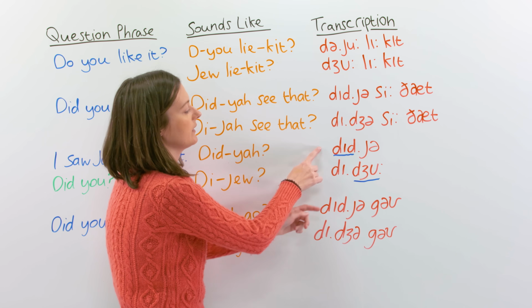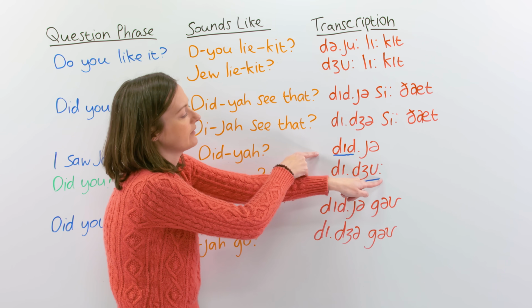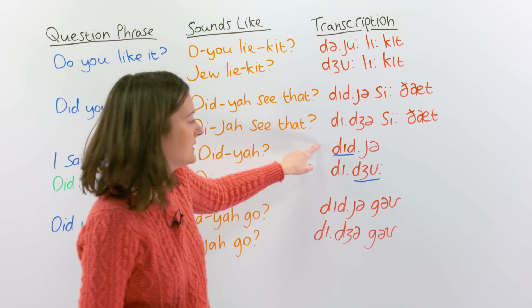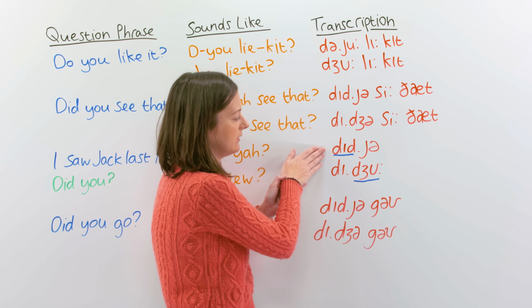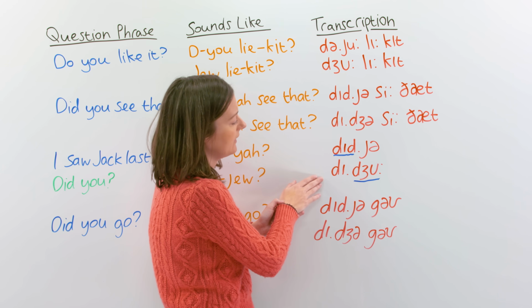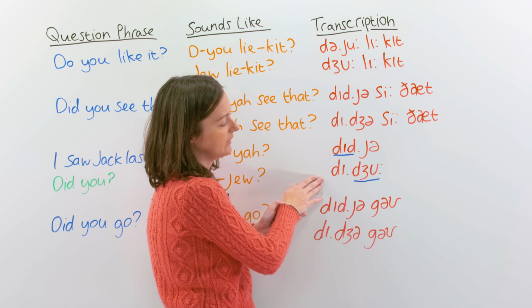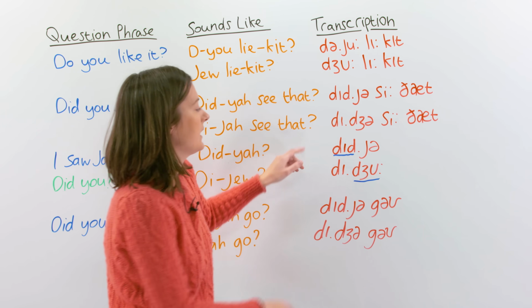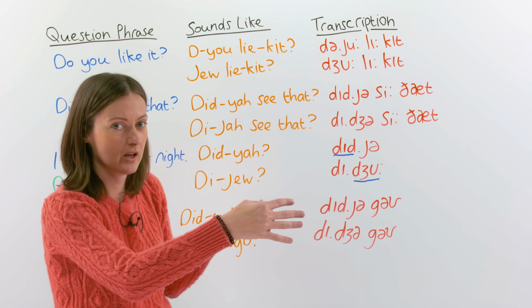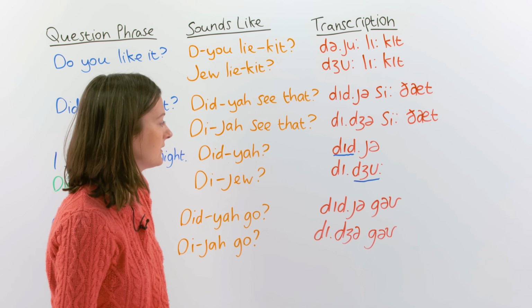What we're doing here, when I underline this part, is I'm showing where the main stress is. Here, did is the main stress. Did you? Here, you is the main stress. Did you? It gives us a different meaning when we change the stress in a sentence.